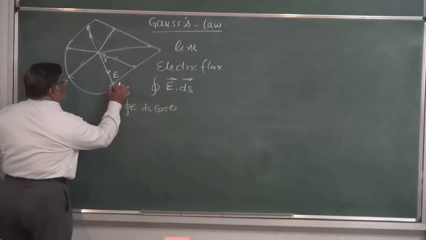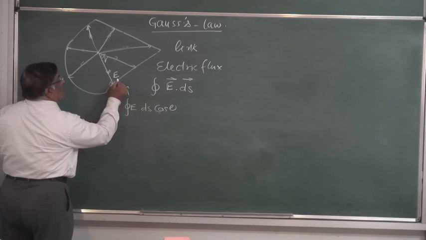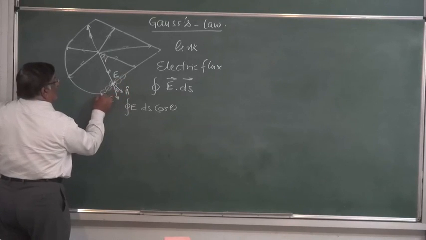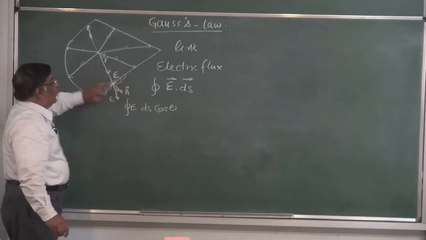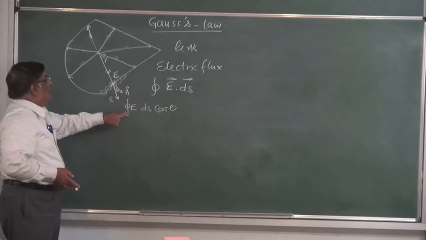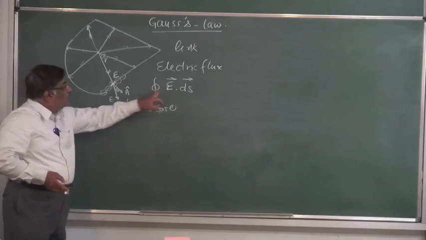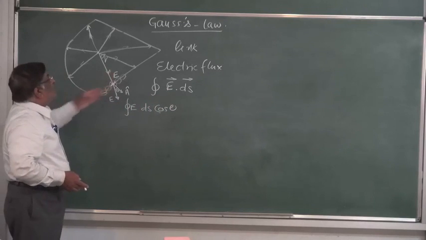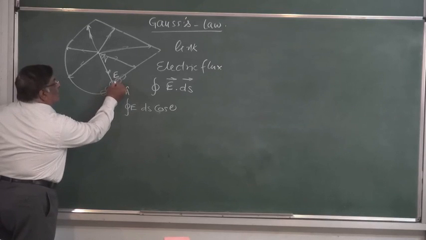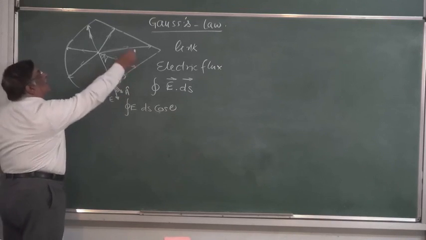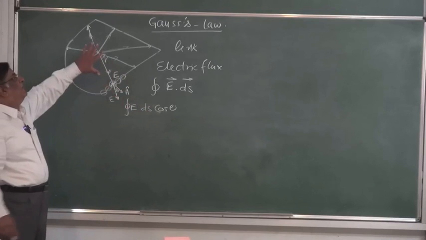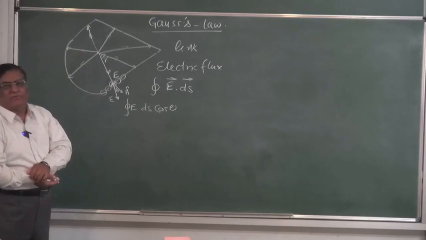We make the E·dS calculation at this place, then at this place, at this place, and at this place, and all these calculations of E·dS we join together, we add them up. We call it integrating. So when we integrate this quantity, this gives us the total flux. E·dS gives the flux at this location, this location, and the sum of all, that is the closed integral, gives the flux linked with the total surface area, which is a closed surface.